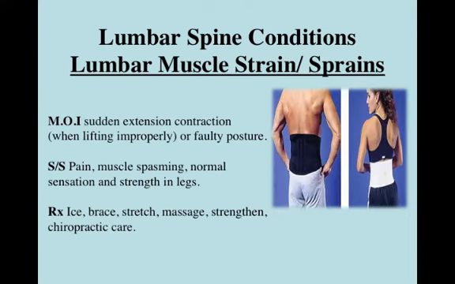Slide 13. Excessive extension, contraction, and faulty posture are the two most common causes of sprains and strains. Signs and symptoms include pain in the low back with possible referred pain into the buttocks. However, sensation and movement in the legs are normal. Ice packs and bracing are helpful in the first few days of injury. Strengthening, stretching, massage, and chiropractic treatments can assist with proper alignment and healing.